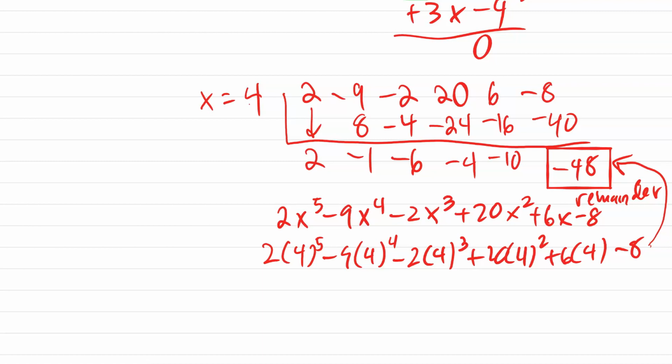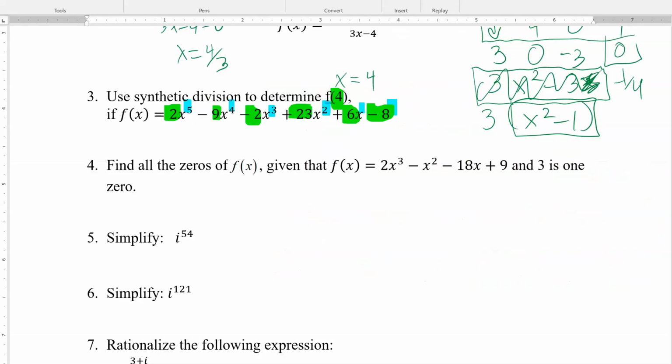Okay. So yes, you could technically do all this manually, but keep in mind, I'm doing all of this without a calculator. This is the section without a calculator. So we're looking at negative 48. So where am I at? Right here. Switch pens, that didn't help. So f of 4 equals negative 48.